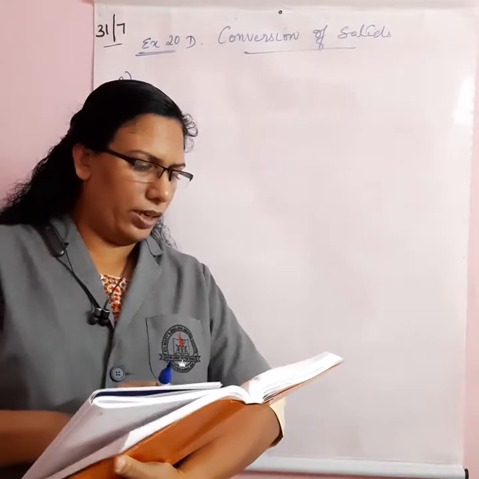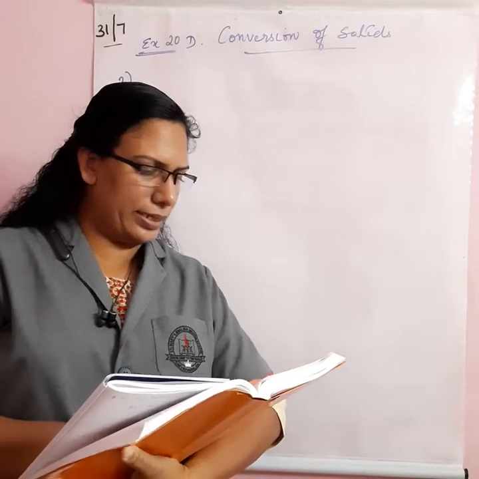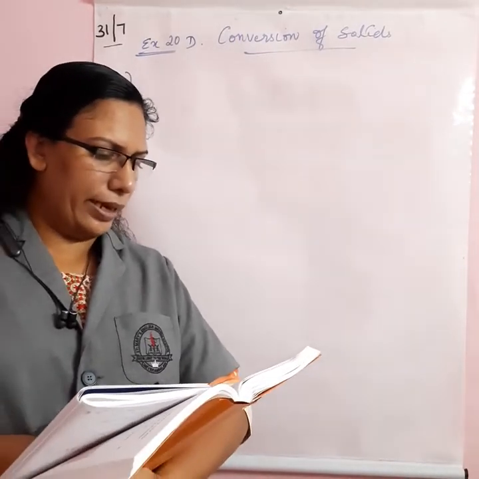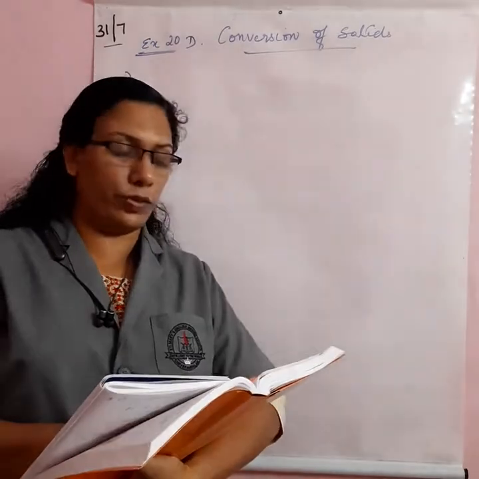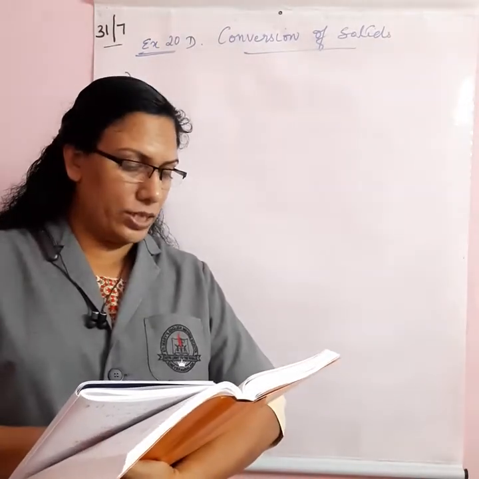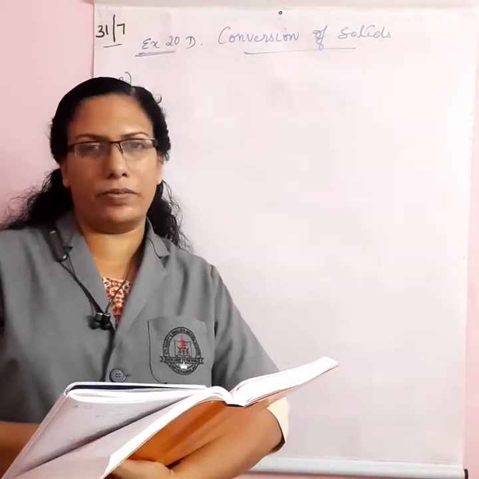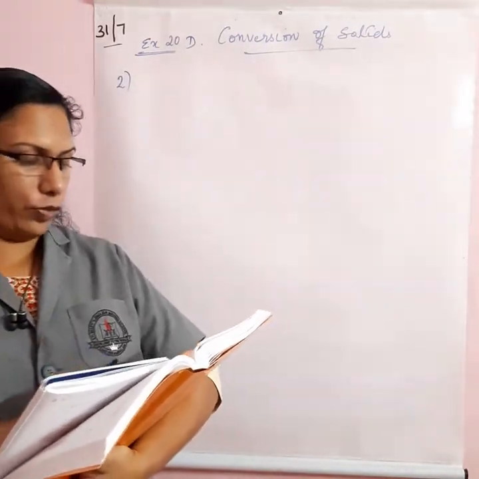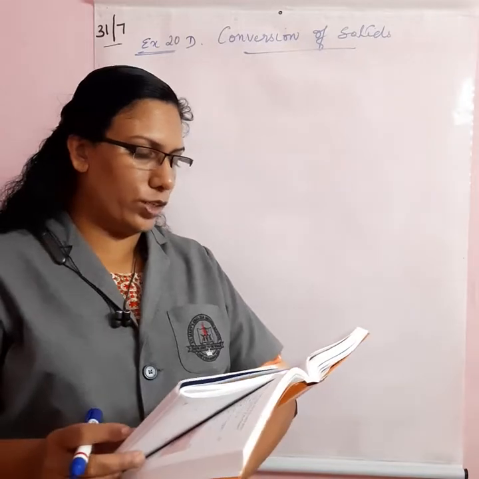Second, a hollow sphere of internal and external diameters 4 cm and 8 cm respectively is melted into a cone of base diameter 8. See children, all diameters are given. We have nothing to do with diameter, we want all the radius. So you have to take the half of each measurement. Find the height of the cone.